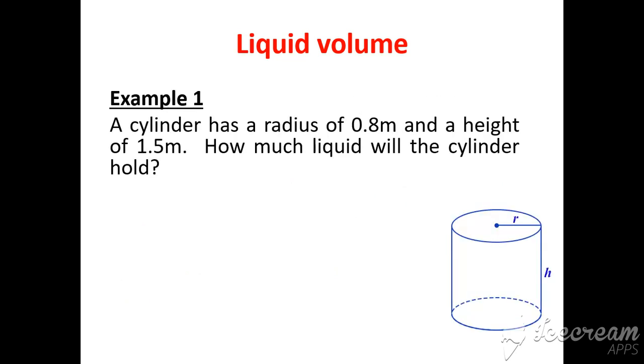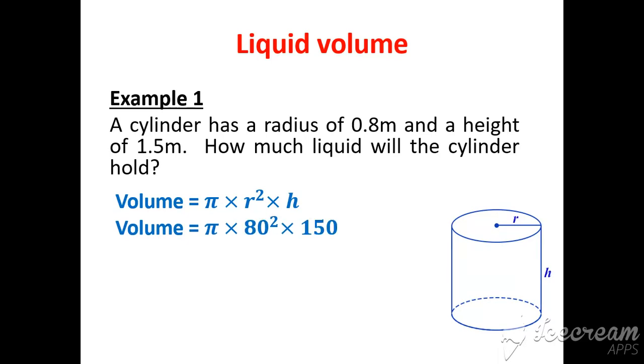Cool, let's get into the first of two examples. A cylinder has a radius of 0.8 meters and a height of 1.5 meters. How much liquid will the cylinder hold? Well, here's our formula for the volume of a cylinder. If you've forgotten how to work out the volume of a cylinder, go back and look at your notes, or go back to the volume of a prism number 2 video to learn how to find the volume of a circle prism or a cylinder. It's pi times radius squared times height.